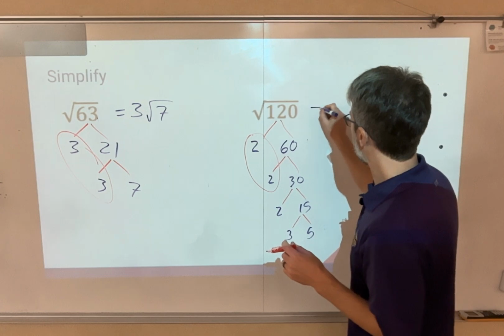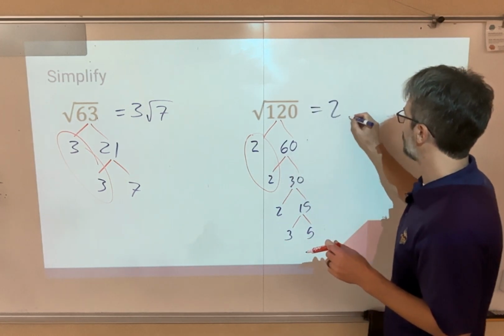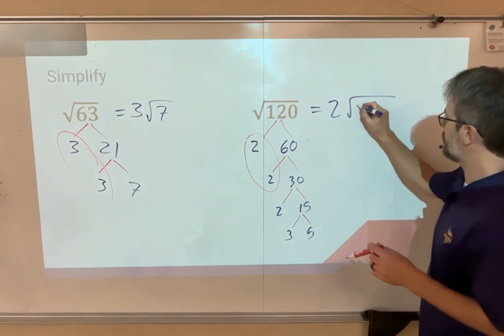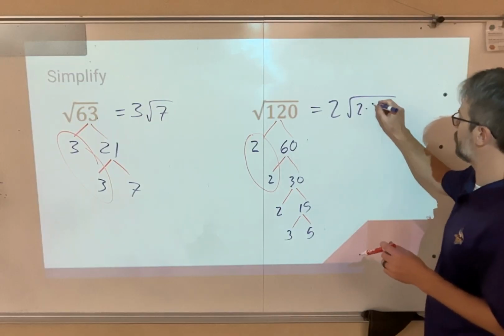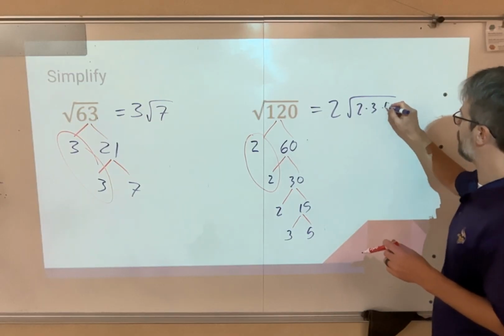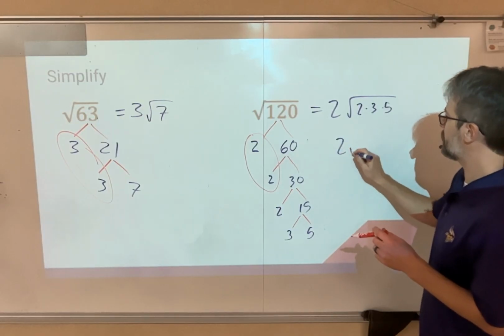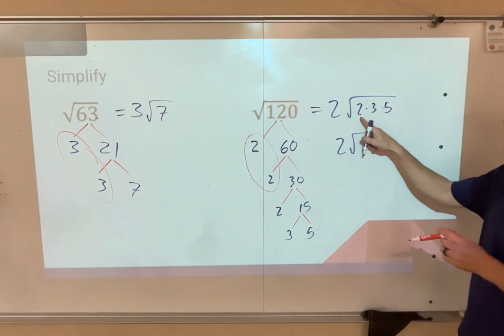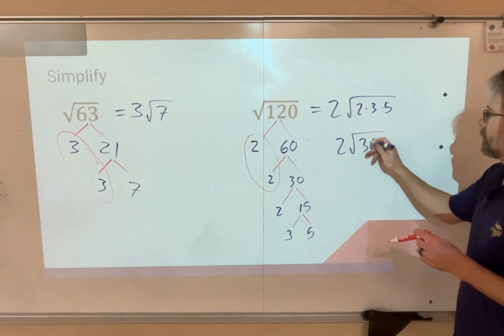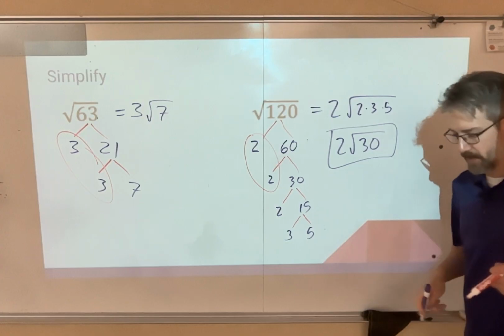So what's going to happen, that 2 is going to move to the outside, and on the inside is going to be a 2 times a 3 times a 5. And my final answer is 2 times the square root of 2 times 3 times 5, which is 30. Like that.